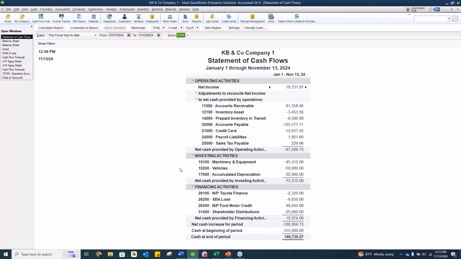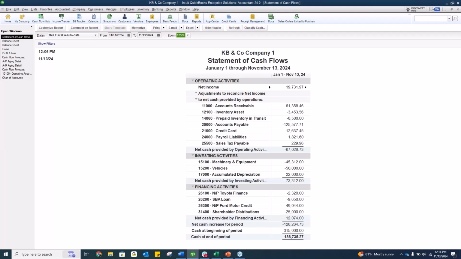This is also going to include the activities posted in my accumulated depreciation or accumulated amortization account. In this period, I added about $45,000 worth of machinery and equipment for my forklift and $50,000 worth of vehicles for my new delivery van. I also recognized $22,000 worth of depreciation. Now, I paid cash for my $45,000 forklift, but I took out a loan for that delivery van, and we'll take a look at that in our next section.